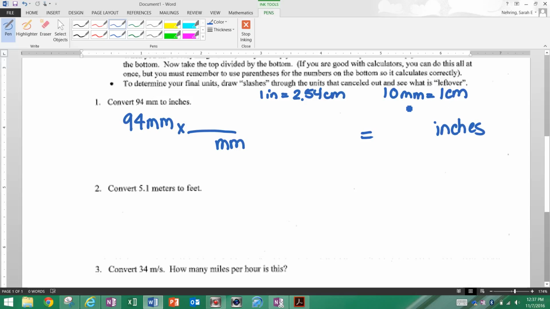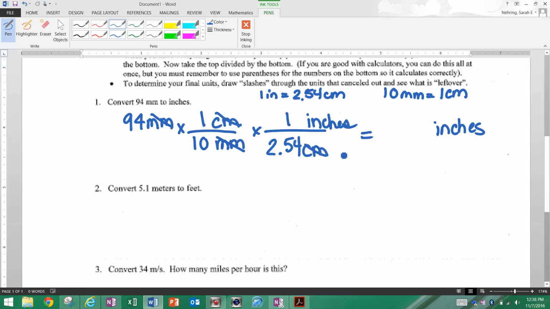Well, I know that 10 millimeters is 1 centimeter. So if I do this, my millimeters will cancel out and I will find centimeters. Is that what I want? No, I want inches. So let's see if I can do another conversion. I'm going to take the thing that's on the top, which is centimeters, and put it over here on the bottom. So centimeters cancels out, and I want to turn centimeters into inches. So the thing that I want, inches, is going to go here on the top. And this relationship tells me that 1 inch is 2.54 centimeters. Notice when I do that, centimeters divided by centimeters cancels out.